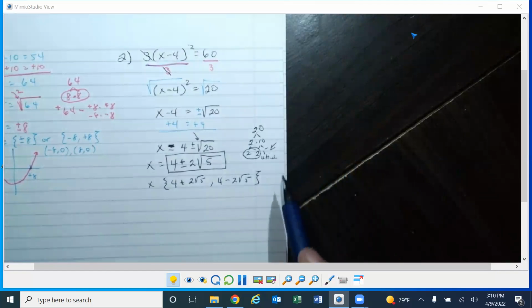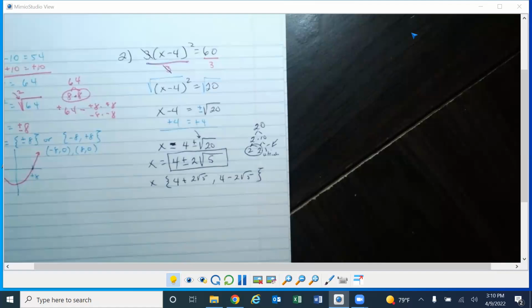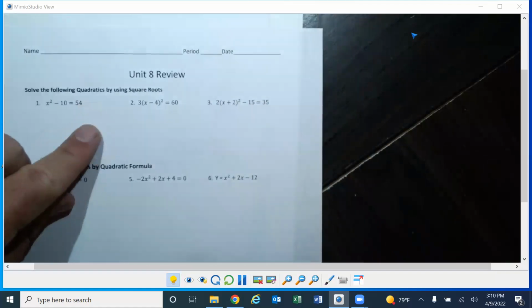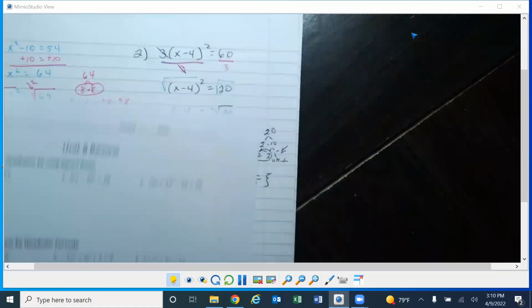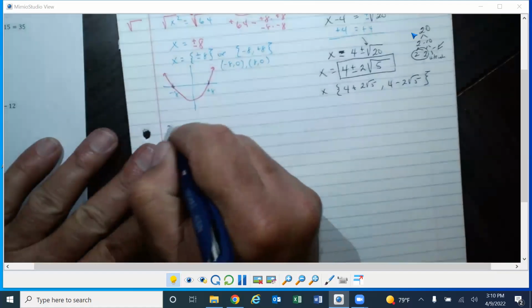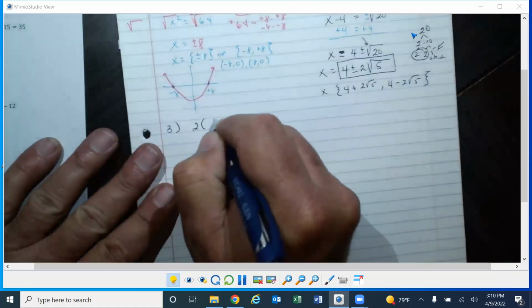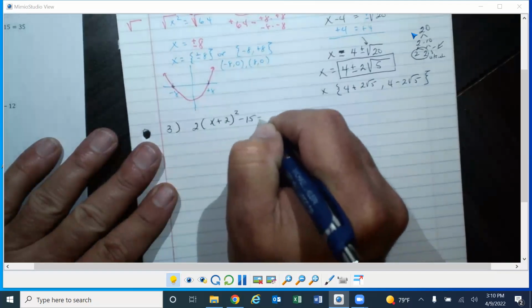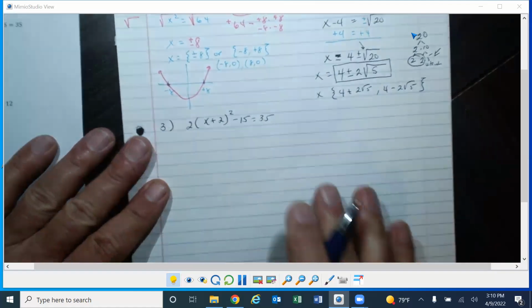Okay. All right. So now we're going to do number 3. Number 3 is almost like this one, but a little bit bigger. It's really a combination of the two together. So I'm going to write this one down. All right, so there we go.